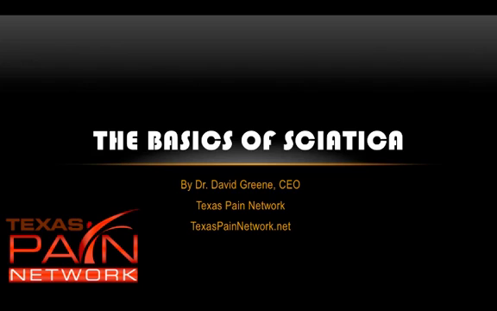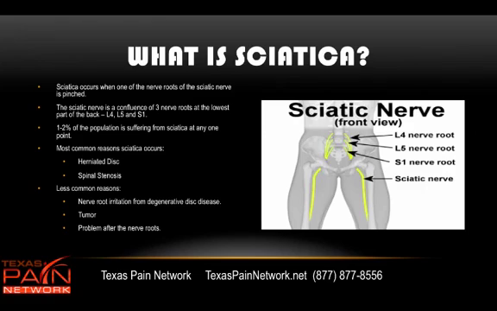Today's topic is the basics of sciatica. Sciatica occurs when one of the nerve roots of the sciatic nerve is pinched. The sciatic nerve is actually a conglomeration of three nerve roots, L4, L5, and S1, that come out from the spine and then come together and form the sciatic nerve. Then they run down the back of the leg.